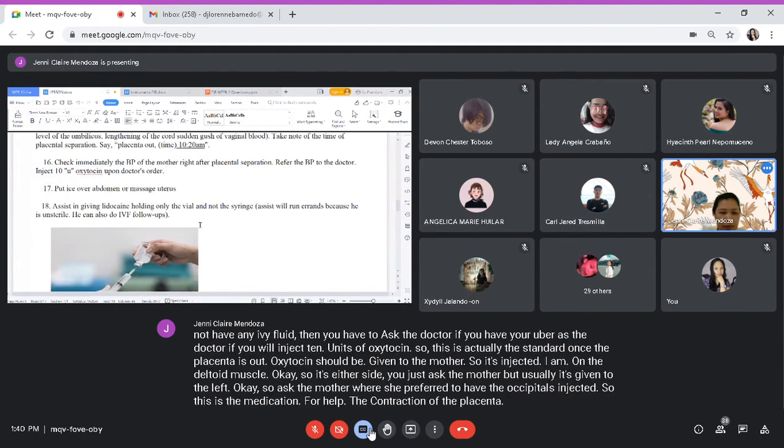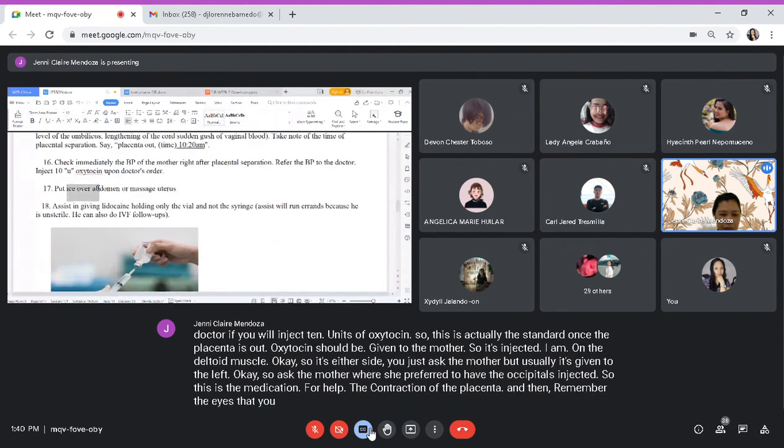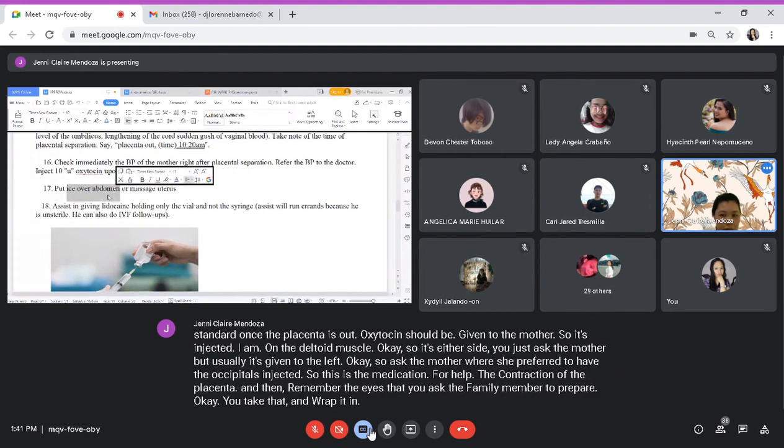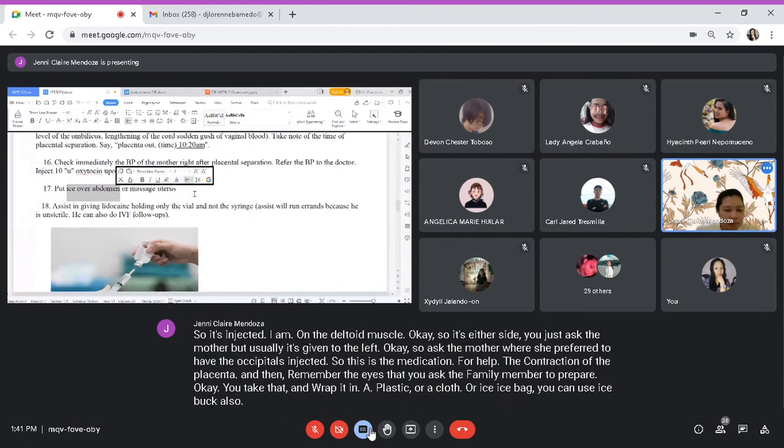And then remember the ice as you pass the placenta, remember to prepare. Okay? You take that and wrap it in a plastic or a cloth or ice bag. You can use an ice bag also. And then place it over the abdomen of the mother.